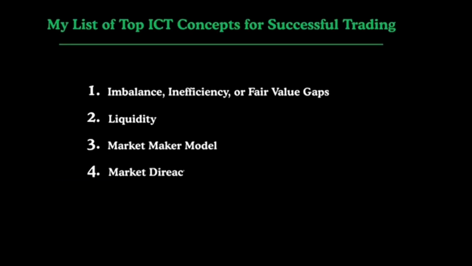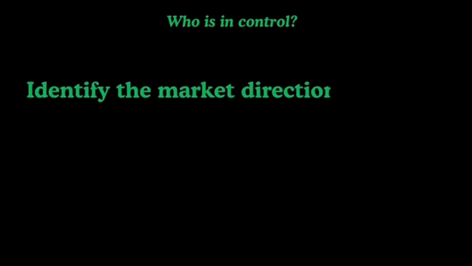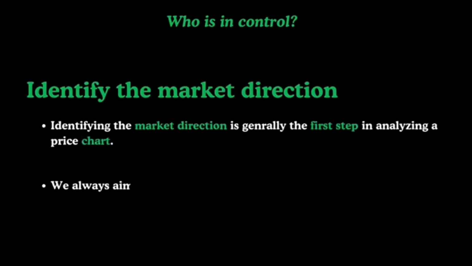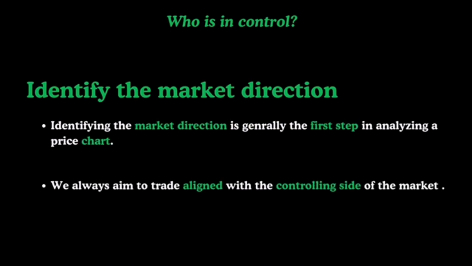On the other side, market direction, who is in control? Determining the overall market direction is typically the initial step when analyzing a price chart. The goal is to identify the prevailing trend and assess whether buyers or sellers are currently in control. Our strategy always focuses on trading in alignment with the dominant force in the market. How does this system function?